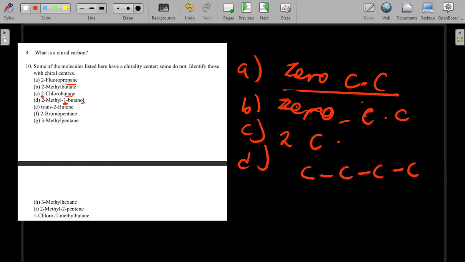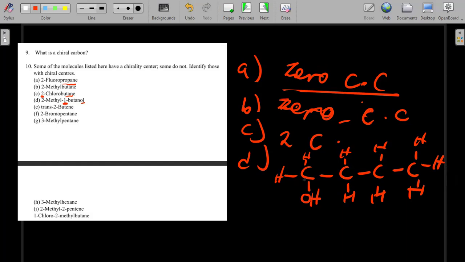Then at position number 1, you have an alcohol, which is the functional group. So meaning you can have hydrogen here and another hydrogen there. You have hydrogen here, another hydrogen here, hydrogen here, and another hydrogen there. Then you have a methyl there. Okay. So let's identify if you are having any chiral carbon. Let's start with the first one.